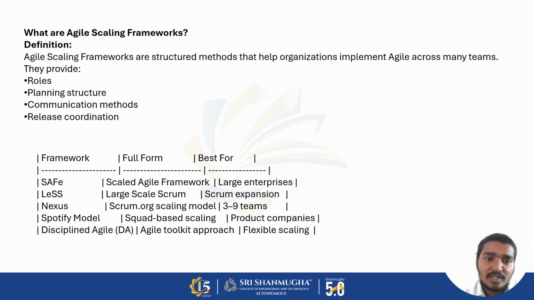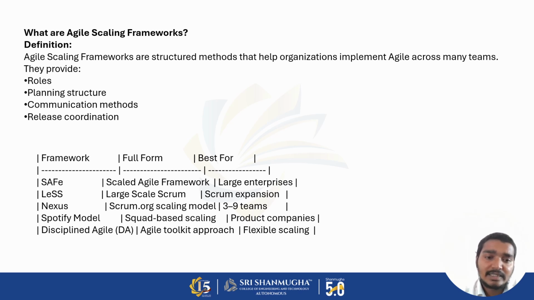So next we see what the Agile scaling frameworks are. Definition: Agile scaling frameworks are structured methods that help organizations implement Agile across many teams. They provide roles, planning structures, communication methods, and coordination. So we see the frameworks and what they are used for.